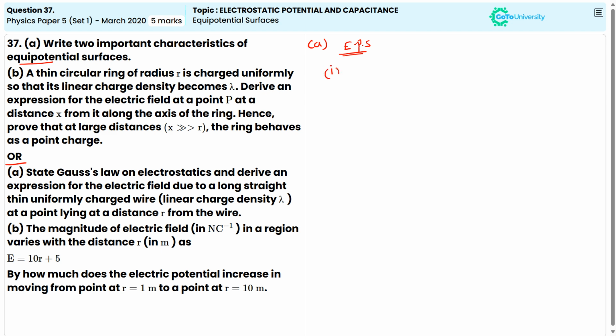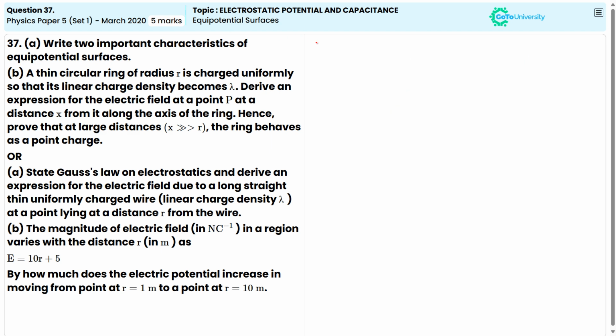The first characteristic is that potential has the same value at all points of the surface. The second characteristic is that the electric field is normal at all points of the surface. Third, work done in moving any charge between any two points is 0. So these are all the characteristics of equipotential surfaces.